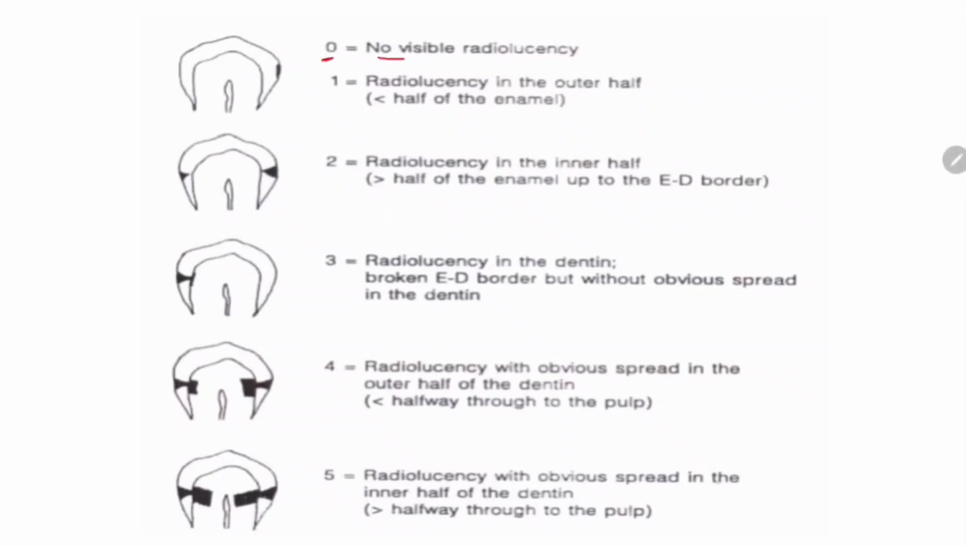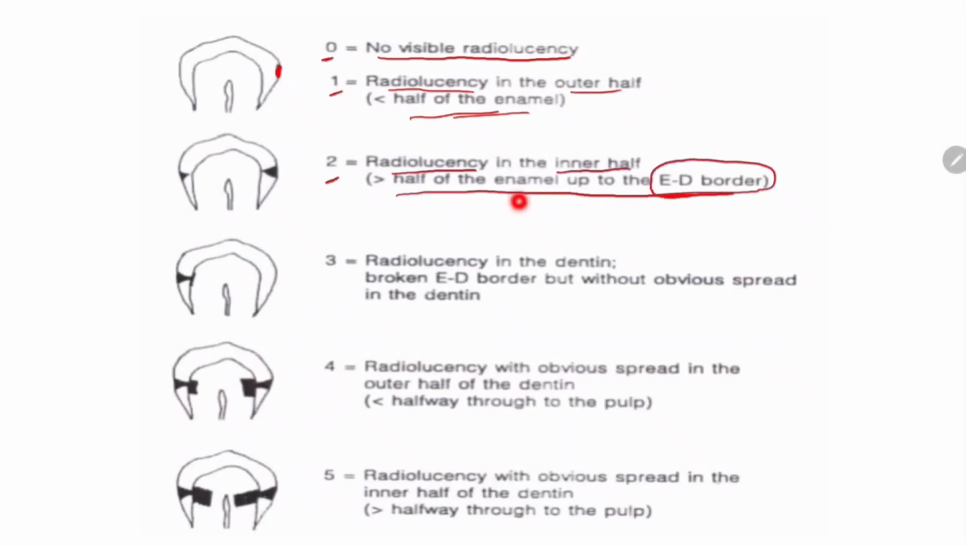So 0 means no visible radiolucency. It means there is no presence of proximal caries. 1 denotes radiolucency in the outer half of the enamel. So you can see in this line diagram, a slight amount of enamel is affected. Code 2 denotes radiolucency in the inner half, which is more than half of the enamel up to the enamel-dentine border, or DEJ, the dentino-enamel junction. So you can see here half of the enamel is affected.